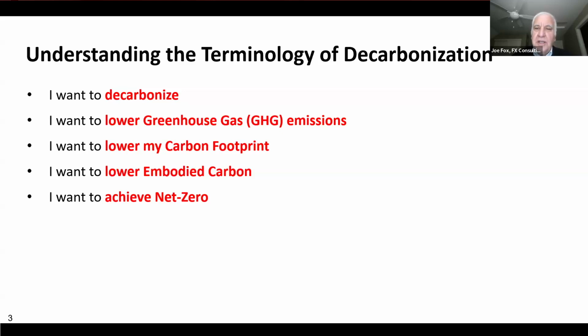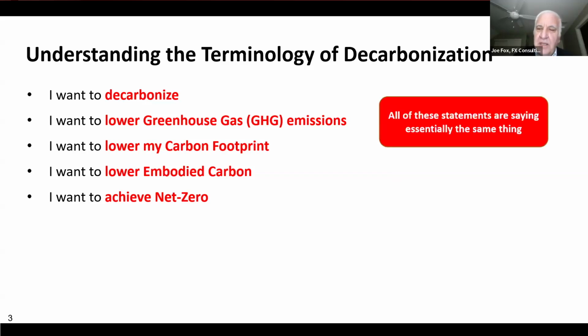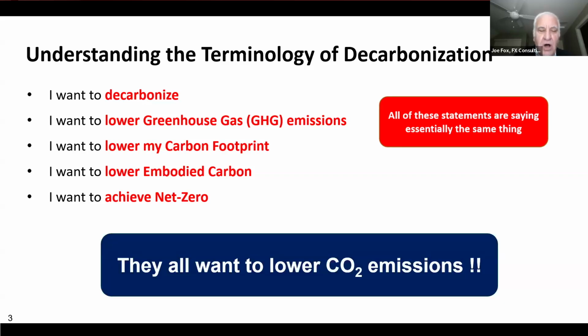So we're going to be talking about decarbonization, and here's a little bit of terminology. Many people, many companies say that they want to decarbonize, but different people say it in different ways. Some people say they want to lower greenhouse gas or GHG emissions. Other people say, I want to lower my carbon footprint. Some people say, I want to lower embodied carbon. Others say, I want to achieve net zero. The point that I want to make here is that all of these statements are saying essentially the same thing. They all want to lower emissions of carbon dioxide.